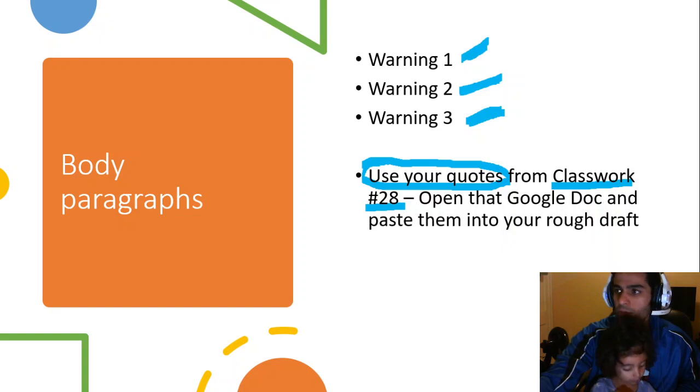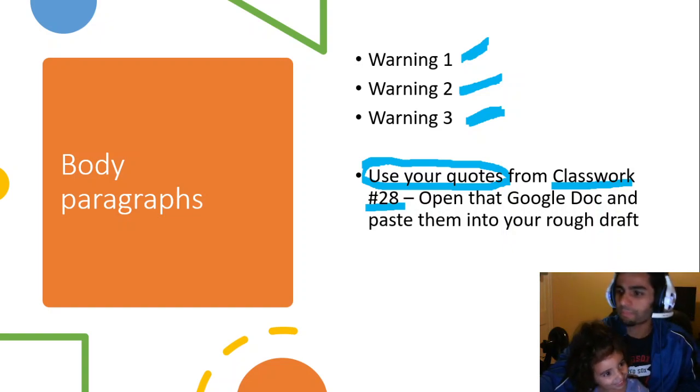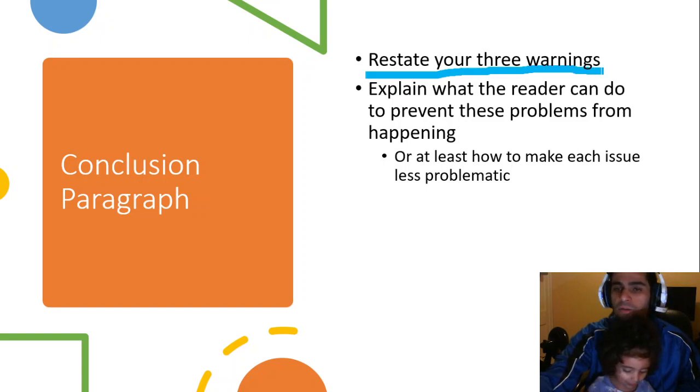Shall we talk about the conclusion paragraph? Should we? Yeah, okay. So in your conclusion paragraph, your first goal is to just restate your 3 warnings. It might sound repetitive, it might kind of sound boring, but it's okay. All you got to do is restate your 3 warnings to start off the conclusion paragraph. It's going to be almost exactly like your intro paragraph. You're just going to have 3 separate sentences explaining what those 3 warnings are.